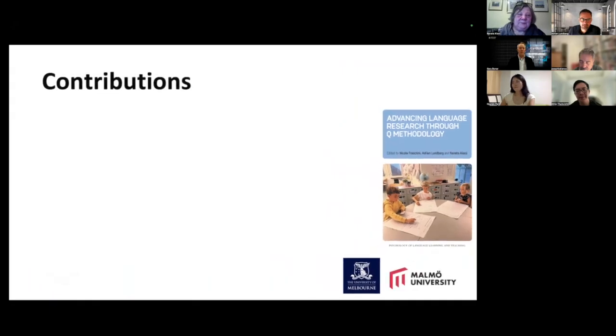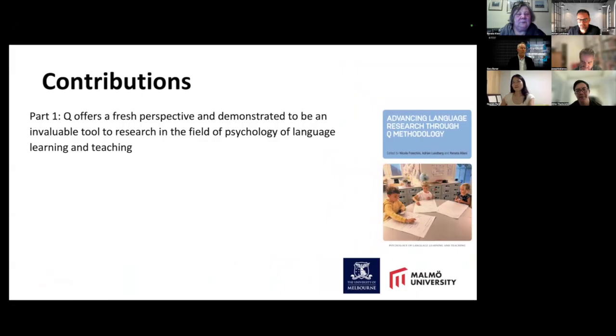I went back to the book and had a look at the contributions that we mentioned in the concluding chapter. We describe how Q offers a fresh perspective and demonstrated to be an invaluable tool to research in the field of psychology, language learning, and language teaching. And I think the presentations in part one have illustrated that quite nicely.